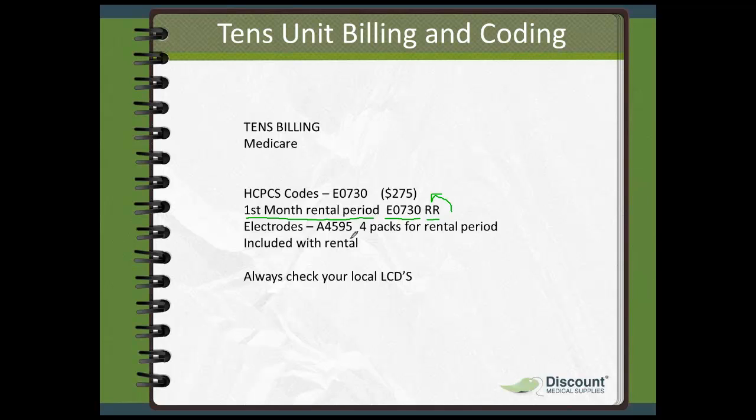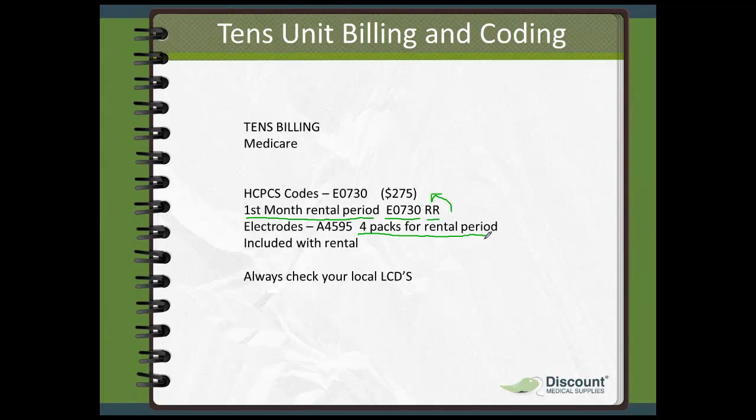Now, during that rental period, you cannot bill for electrodes, but we recommend giving them 4 packs for the rental period. Again, 1 pack equals about 1 week. So you're not going to bill for it, but you want to provide them, obviously, electrodes to use during that period of time. Now, month 2, you'll be able to start billing for the electrodes at $40 per month.